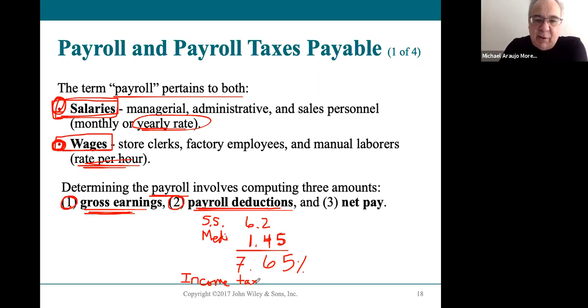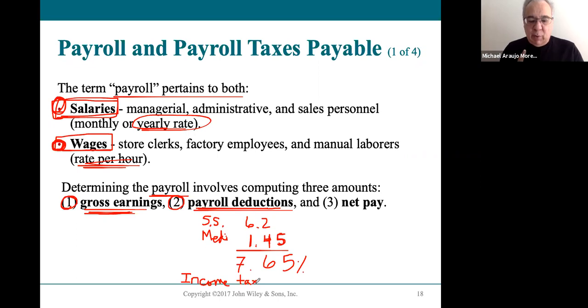The same thing with state. We live in a state that also taxes income. And so the state of New York requires employers, just like the federal government requires employers, to withhold a certain part of our check as part of our payment for income taxes to the state. So when you look at your paycheck, you'll see a lot of different payroll deductions, but those are the ones that are mandatory by law.